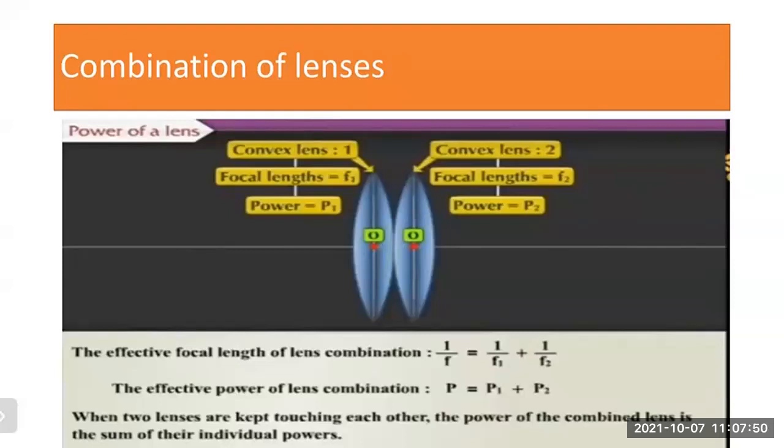Got it? So this is about the combination of the lenses. And write the effective focal length by the combination of the two lenses. That is 1 upon f is equals to 1 upon f1 plus 1 upon f2. And the effective power of lens, that is P is equals to P1 plus P2.